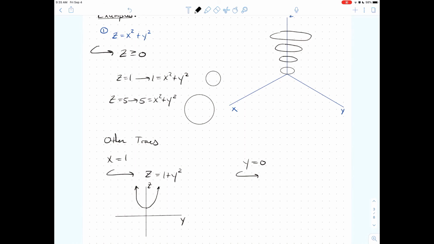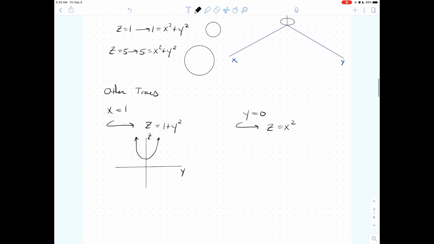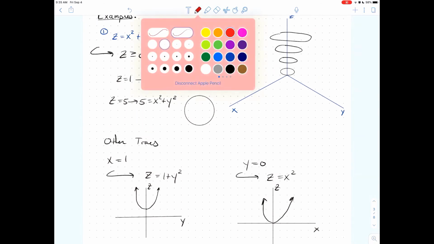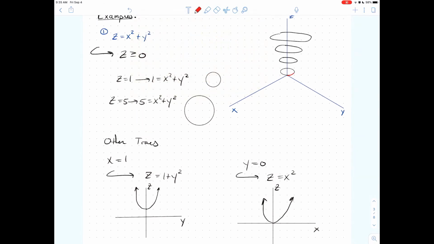So look at your equation. Y equals 0, you get z equals x squared. And this is going to be a quadratic again in the x-axis, z-axis. It's just a standard quadratic. And so hopefully at this point you recognize that the actual surface is almost a cone, but the end is going to be rounded, opening up.